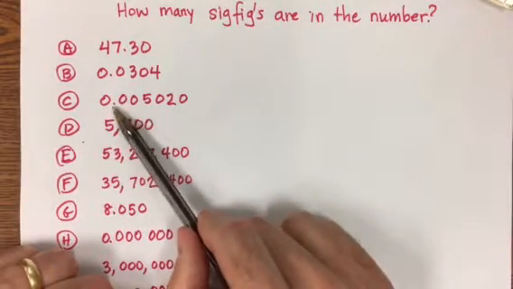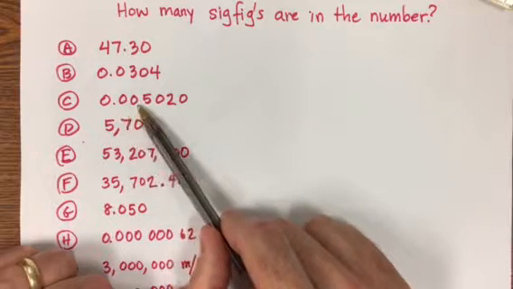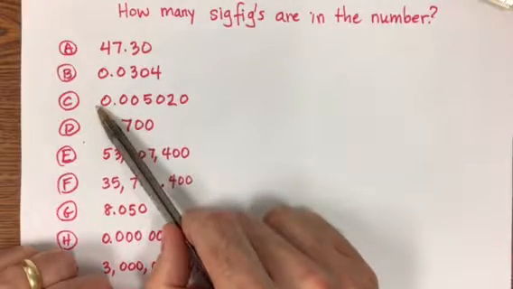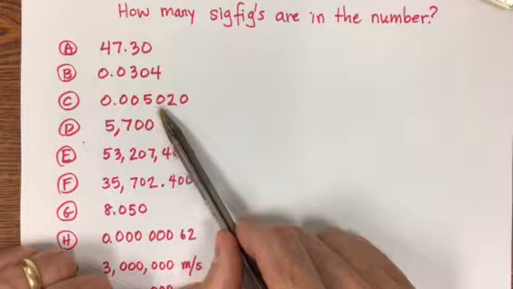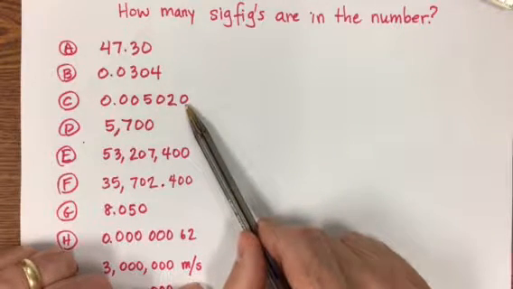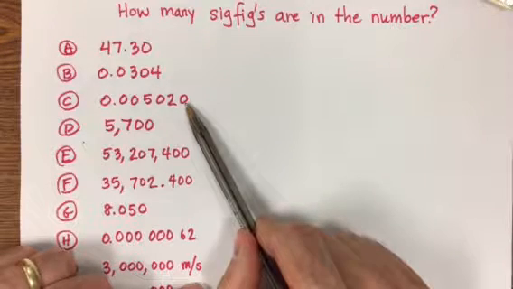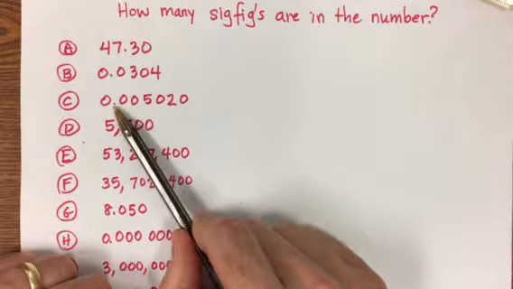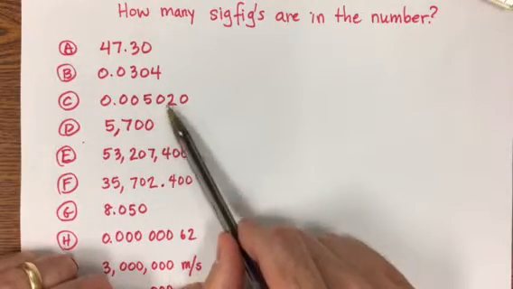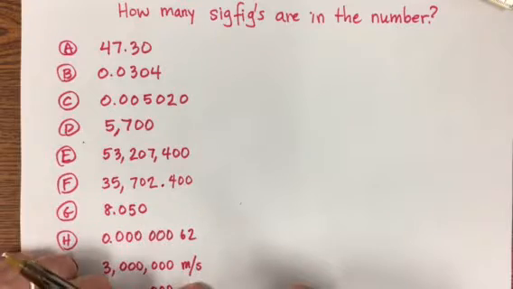Part C, in this number, all the zeros to the left are not significant, but all the zeros other than that are significant. There are 4 significant figures here. This 0 on the right-hand end is considered significant because the decimal place is shown. The 0 in between the 5 and the 2 is also significant.